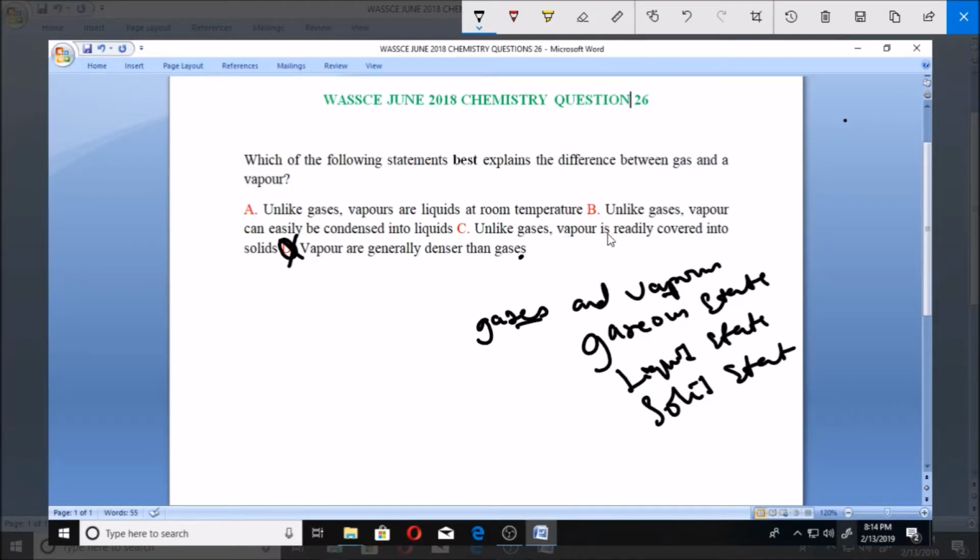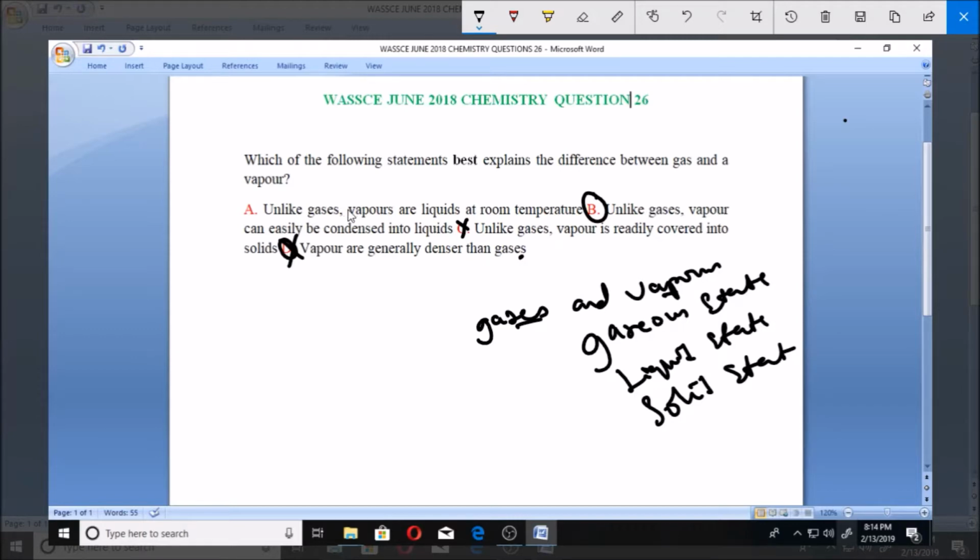Unlike gases, vapor is easily converted into solid. This is not true. I think vapor can actually be easily converted to liquids. So unlike gases, vapor can easily be condensed into liquids. I think this is very close to the answer, or the correct answer.